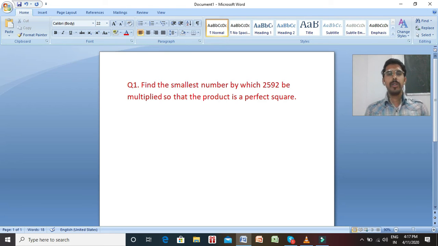All right, so here's your first question. Find the smallest number by which 2592 must be multiplied so that the product is a perfect square.